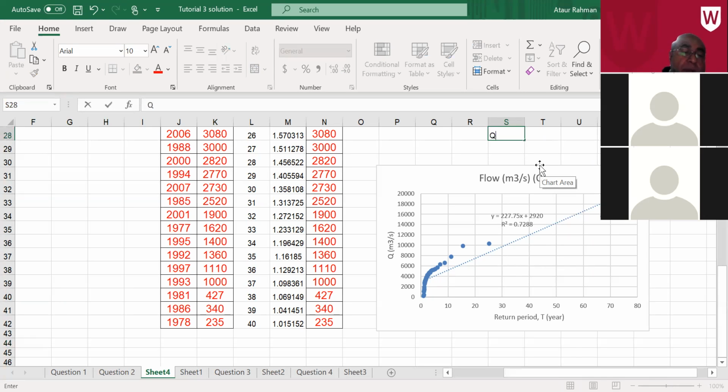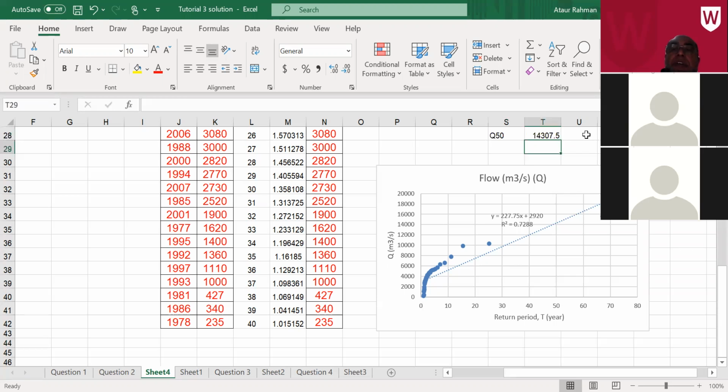So Q50 would be, according to this equation, our intercept is 2920. So 2920 plus 227.75 times X, where X is our 50 years. So that is our Q50 estimation according to the non-parametric method.